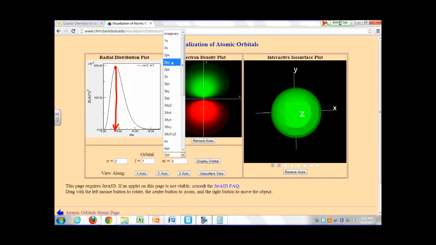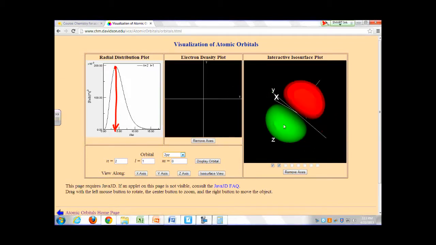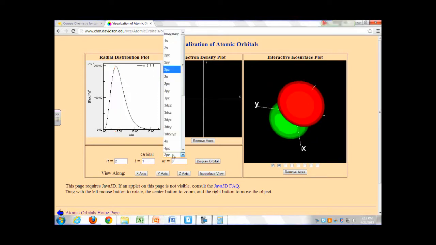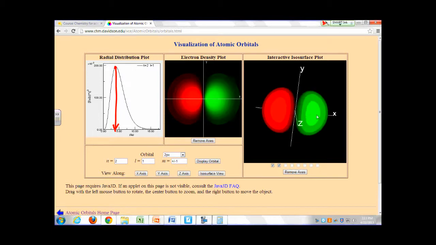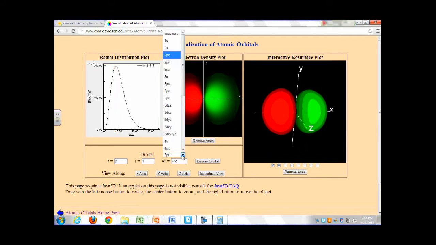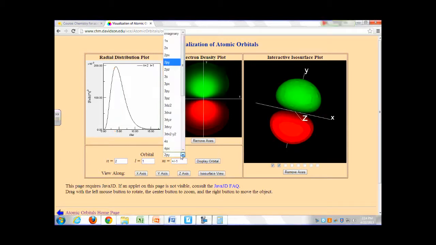If you look at p orbitals, you'll find they're generally represented by two lobes. That's 2pz. That's 2px. You'll notice for your 2px orbital, you have lobes along the x-axis. For the 2py, the lobes are along the y-axis. So think of these lobes as regions of high electron density, regions where there's the highest probability of finding the electron.